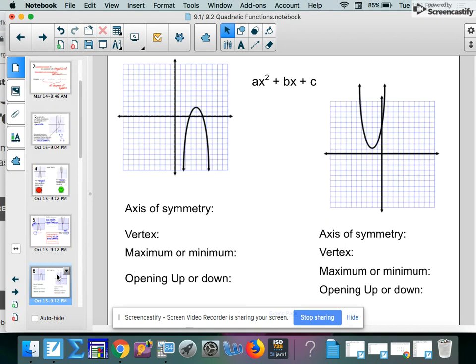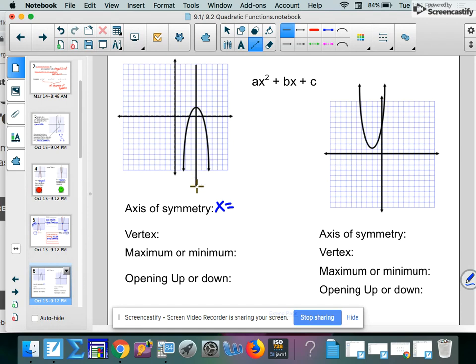So just a couple ones to go over, just to get some practice. So in this case, where is the axis of symmetry? Axis of symmetries are always x equals, and then I'm just going to count over 1, 2, 3, 4. Like if I were to draw in a line here, it would be right here. That line is at x equals 4. The vertex is this point.